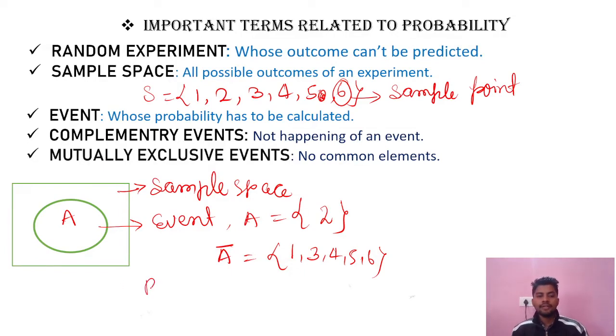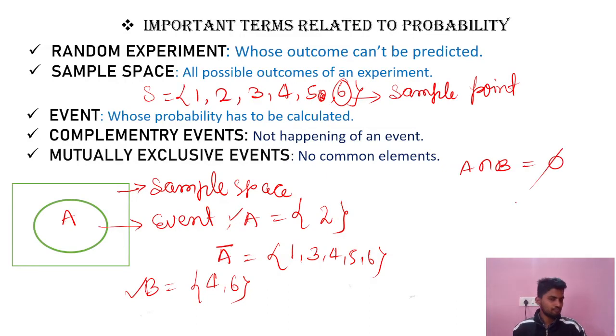Now define an event B. What is event B? Getting a composite number. What are the composite numbers here? The composite numbers are 4 and 6. So you can tell that event A and event B are mutually exclusive events because they don't have any element in common. We can also say that A and A complementary are mutually exclusive events because they also don't have any element in common. In terms of sets, mutually exclusive events are known as disjoint sets, meaning their A intersection B should be empty. Okay, so we understood a few important terms.